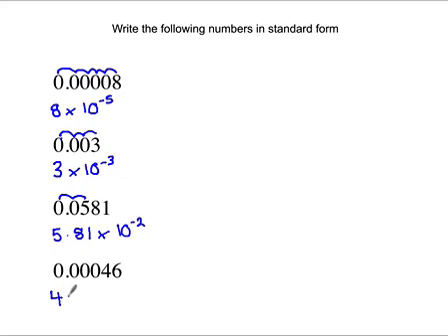Again, this one would have to be 4.6, and I've moved the 4, 1, 2, 3, 4 places, and that's the same number of places that I've moved the 6 as well. Remember that it's a minus because it's less than 1.